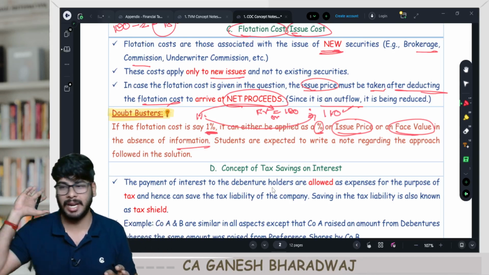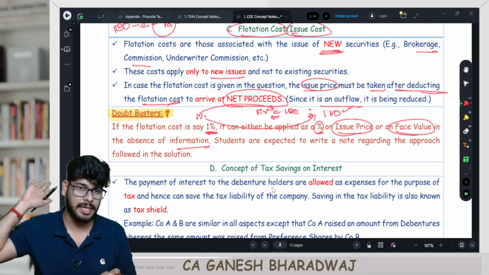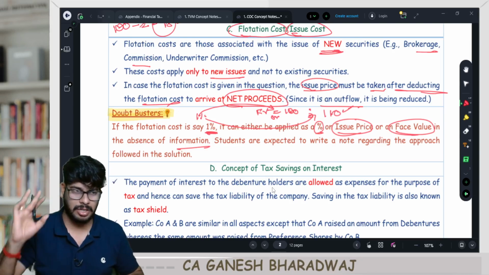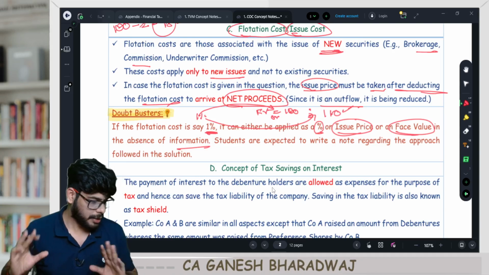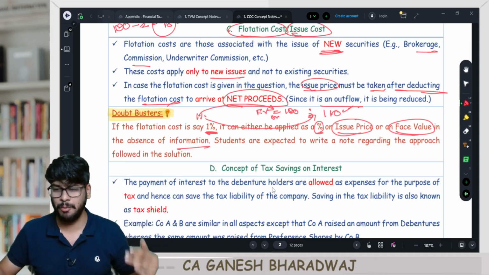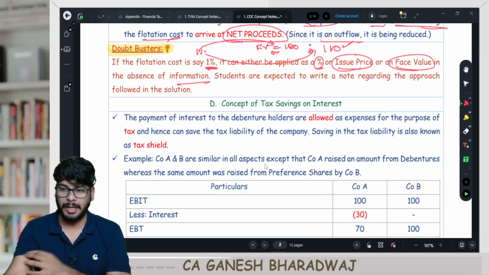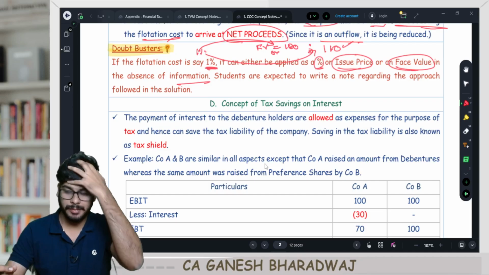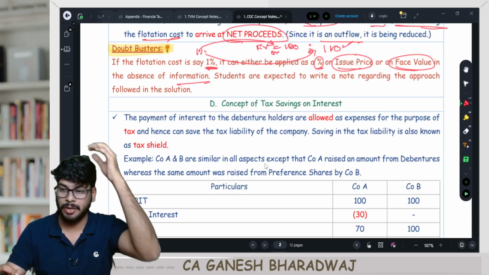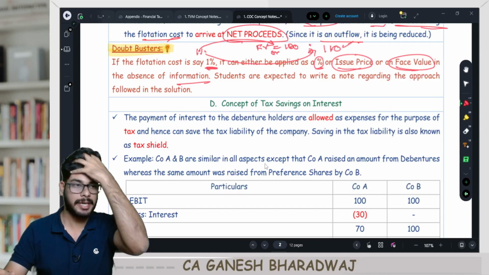Write a note and leave it there. Are you able to understand this? Right? On that note, this particular concept is also over. Clear, guys? Done. Shall we move on to the next one? The next most important part of this entire chapter is the concept of tax savings on interest. Shall we get started with this area?